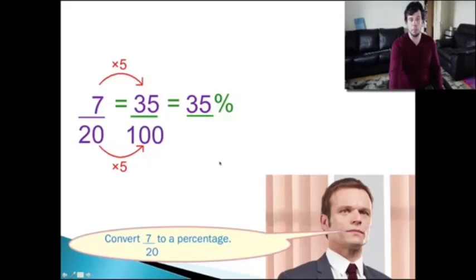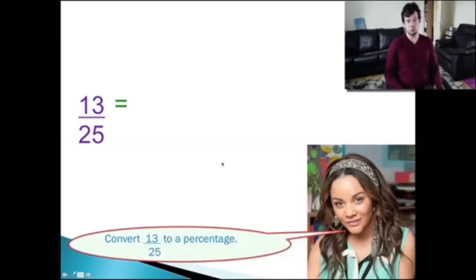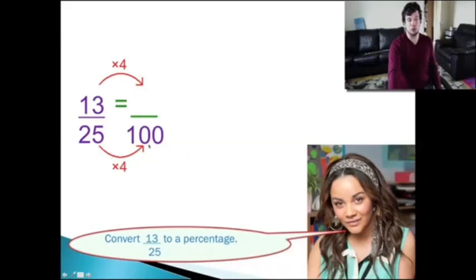Let's try another. Convert 13/25 to a percentage. The denominator must always be out of 100. What do you multiply 25 by to get to 100? 25, 50, 75, 100. 4. So if you multiply the denominator by 4, the numerator must also be multiplied by 4, otherwise the fractions won't be equal or equivalent.